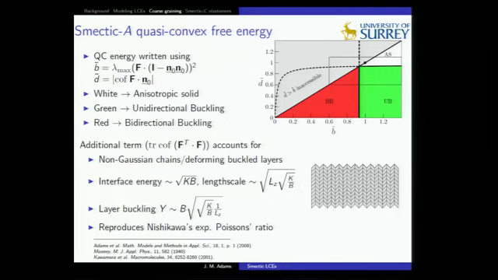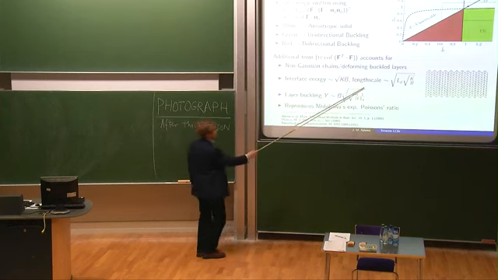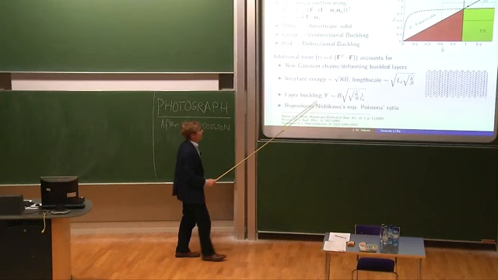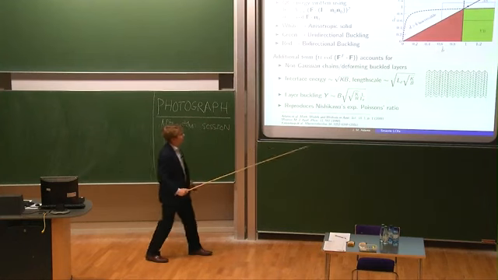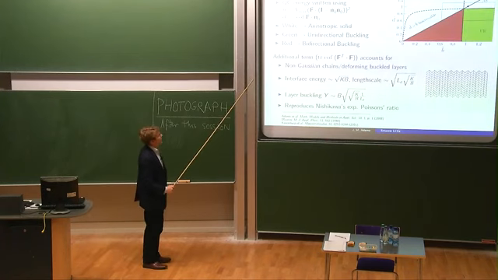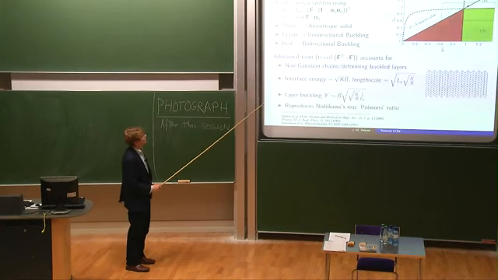It's been included in the past to account for things like non-Gaussian chains, but in this case it could also be justified in terms of deforming these buckled layers, and you can get a rough estimate for the size of the modulus for this term by using the interfacial energy and the length scale for the buckling. So you get a modulus from the dimensions of these 2 things that looks something like this. And you need this additional term to reproduce the Poisson's ratios that you see in Nishikawa's experiments when you stretch parallel to the layer normal.